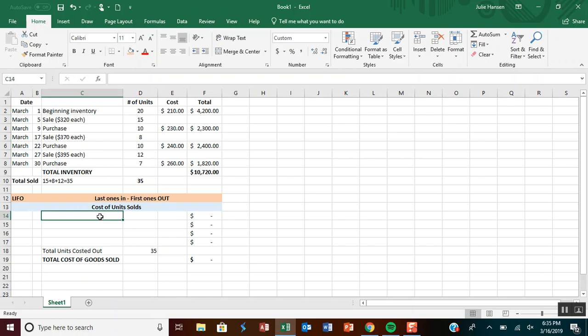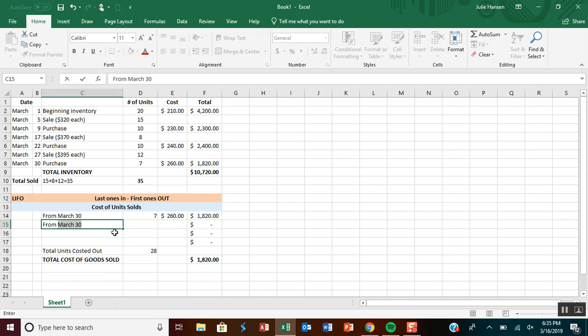So the last ones in, meaning the most recent purchases, those were the last purchases that I had. Those are the first ones that are going to come out. So I'm just going to write this from March 30th. I'm going to take all 7 of those units, and they were costed out at $260. So that leaves me with $18.20. I had a little formula in there for you. Then, am I done? No, because I still need 28 more.